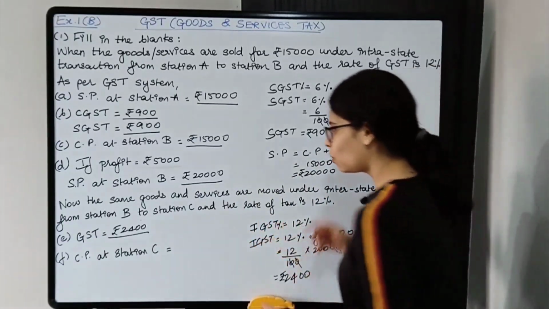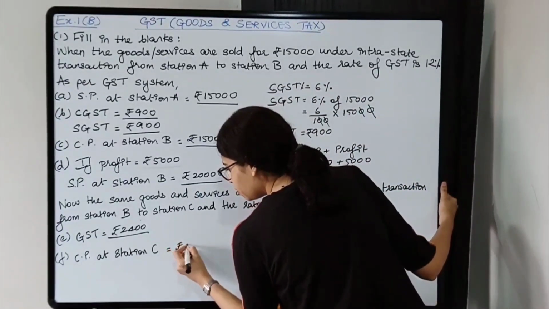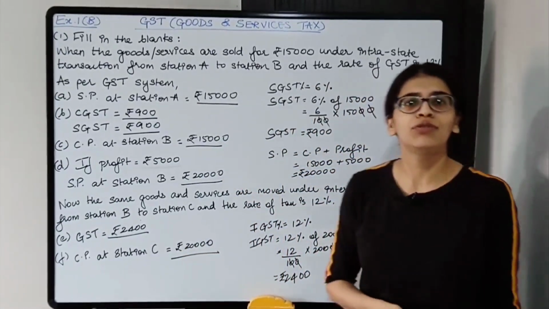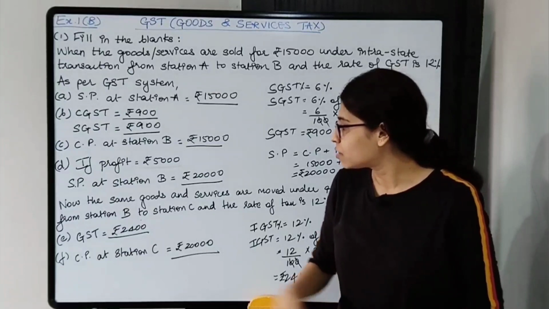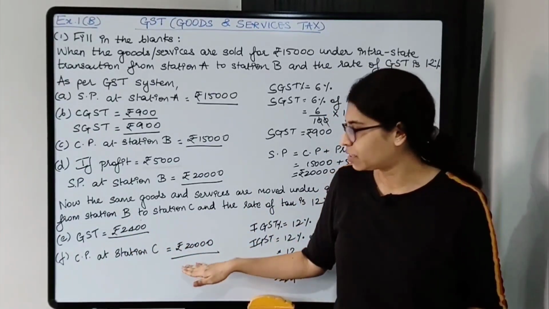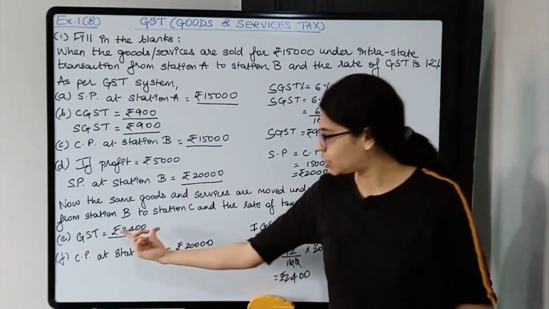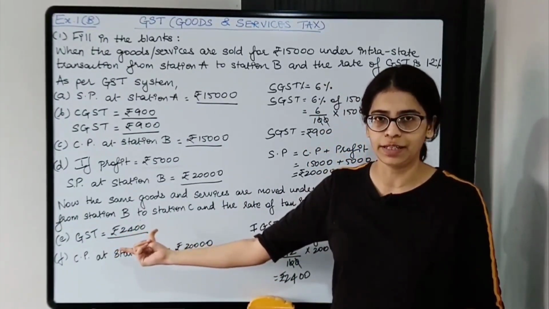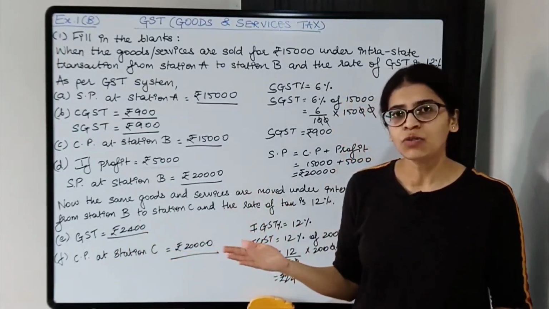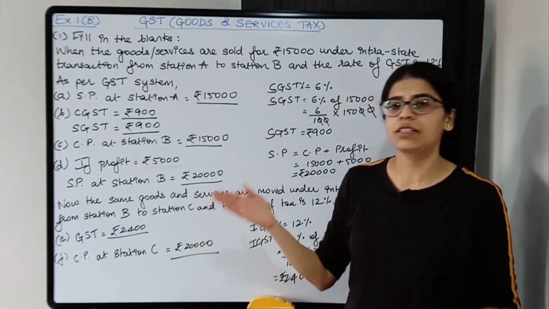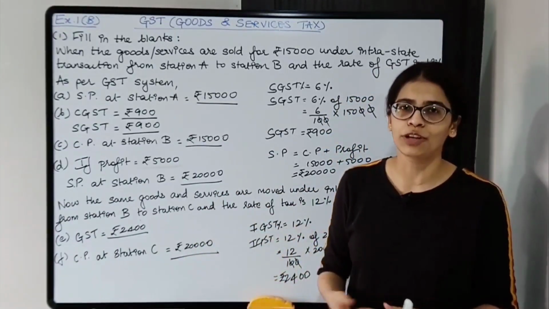So it will be 20,000. You will not write 20,000 plus 2,400. No. It will be 20,000 only plus GST. We have written the GST separately, and this is the reason we wrote it separately. Had they asked for the amount, then you would add it. Then it would be 2,400 plus 20,000, that is 22,400.